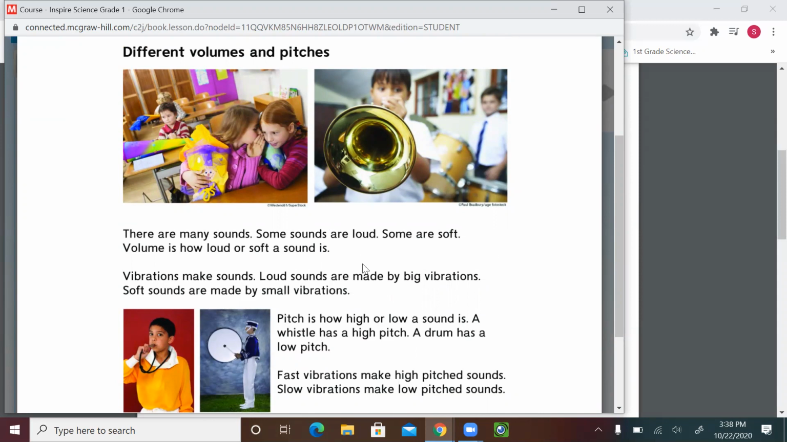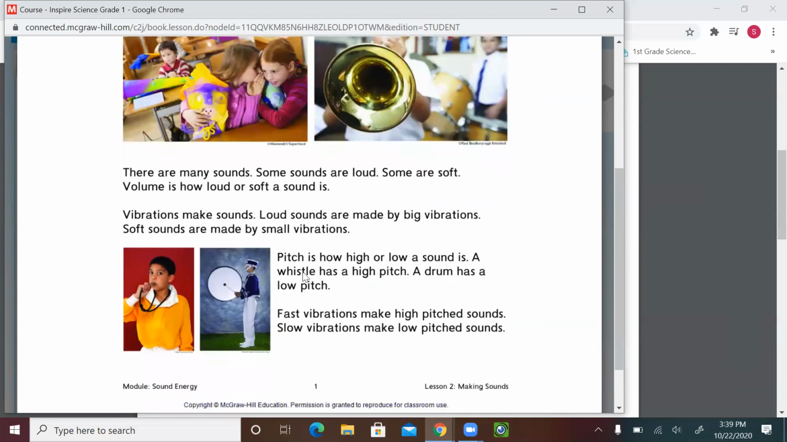All right? I'm going to read it now without explanation, just so you remember what we need to write. There are many sounds. Some sounds are loud, some are soft. Volume is how loud or soft the sound is. Vibrations make sounds. Loud sounds are made by big vibrations. Soft sounds are made by small vibrations. So volume is how loud or soft a sound is.